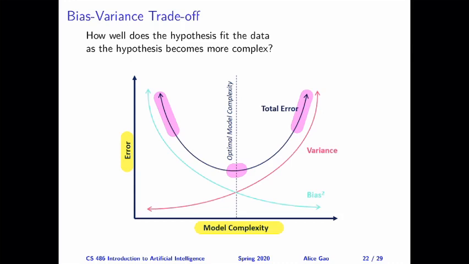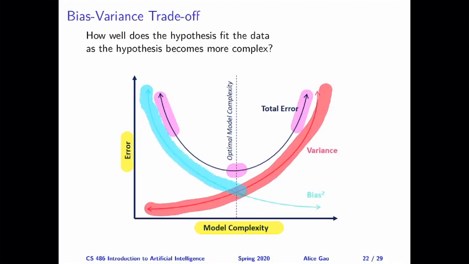Now, how the error changes can be explained by how the bias and variance of our hypothesis changes. As our model becomes more complex, the variance of the model increases and the bias of our model decreases. So now let me tell you about what bias is and what variance is.